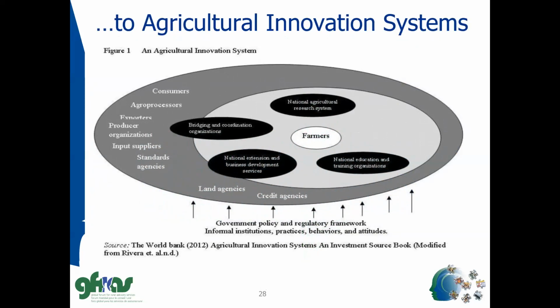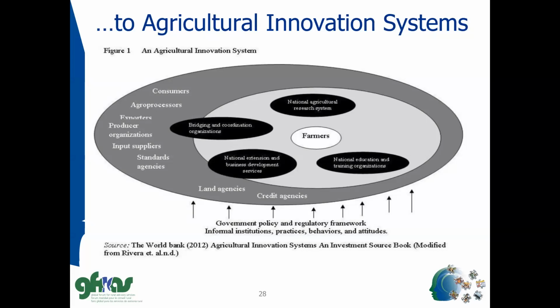And there's three points to bring out about the agricultural innovation system. One is all these different actors. So it's not just research, extension, farmers, but it's people like land agencies, credit agencies, the private sector, input suppliers, producer organizations, and exporters. There's a number of institutions, individuals, and actors that are contributing to innovation within the agricultural space.